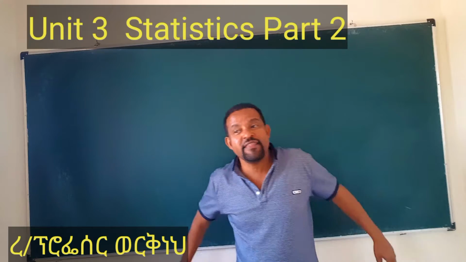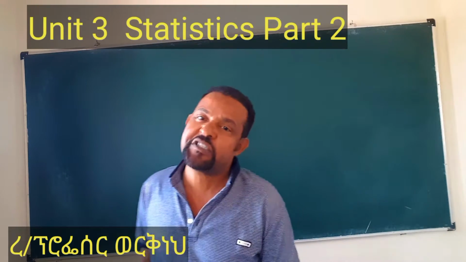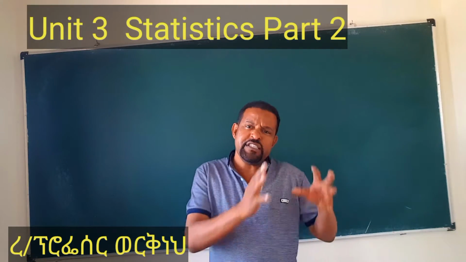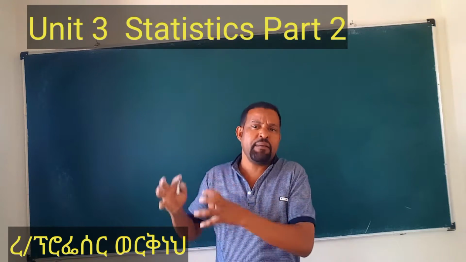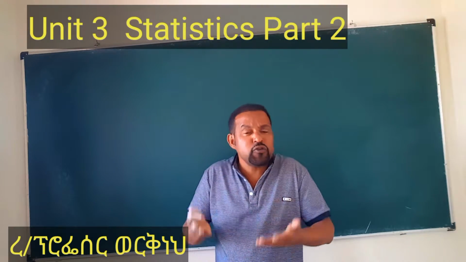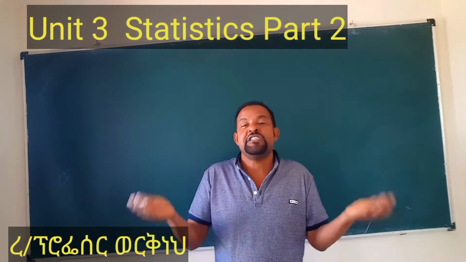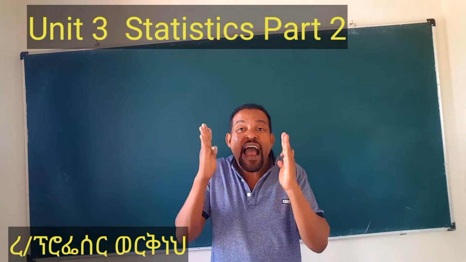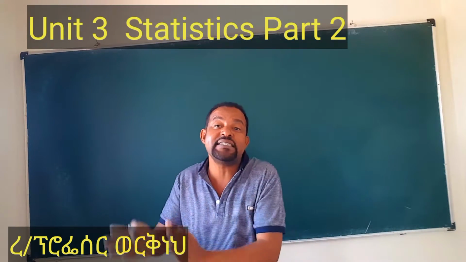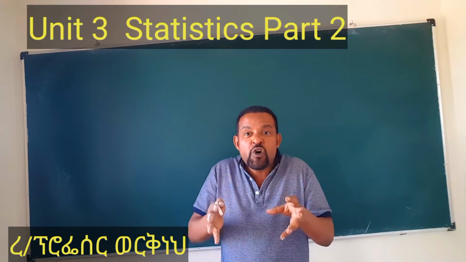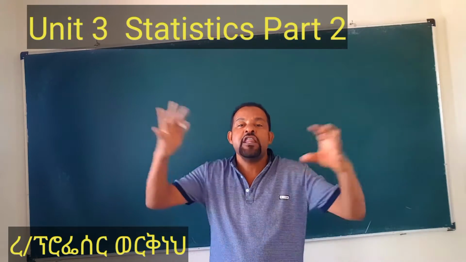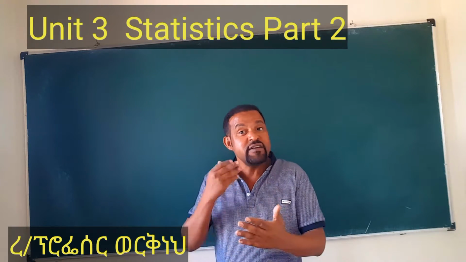So don't forget that the first absolute measure of dispersion is range. Range means maximum value minus minimum value. It is very simple to calculate, which is the advantage. The disadvantage is range is highly affected by the extreme values. It ignores those values which are in the middle area of the given data.